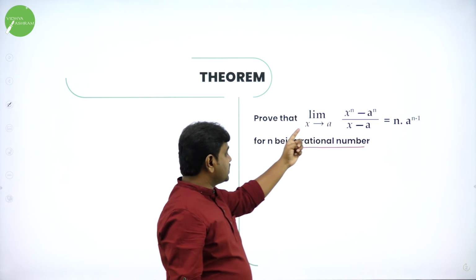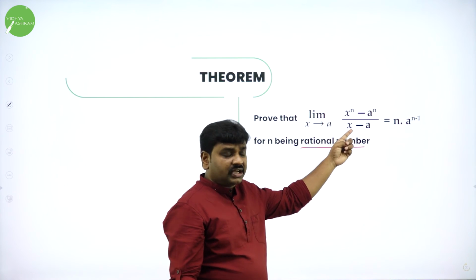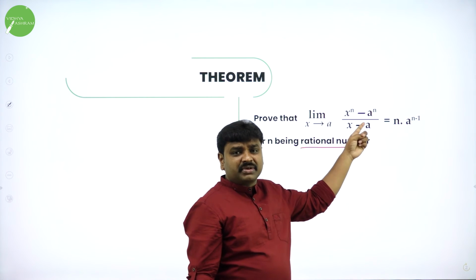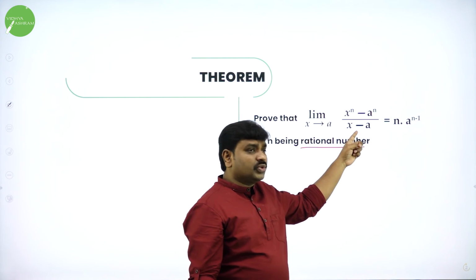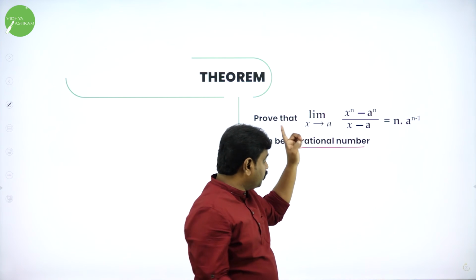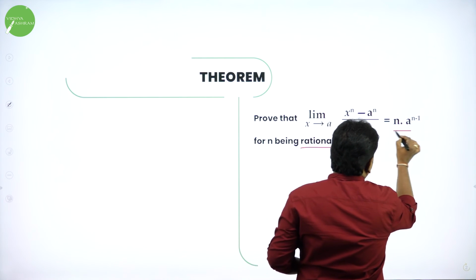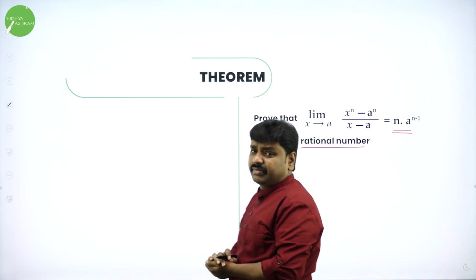So now, limit x tends to a means in the place of x, if you put a, it will become a power n minus a power n. A power n minus a power n is what? 0. And a minus a is what? 0. It will become 0 by 0. But we need to prove this is n into a power n minus 1 for all rational numbers.